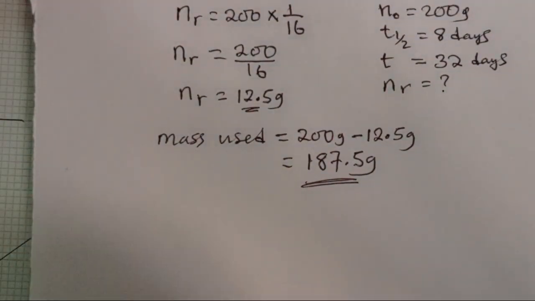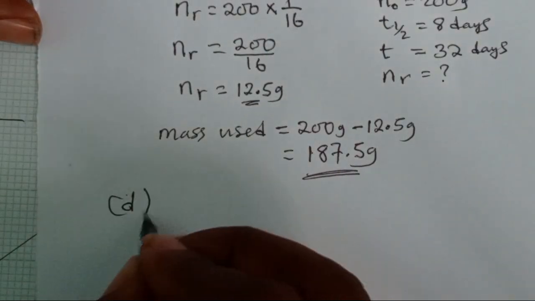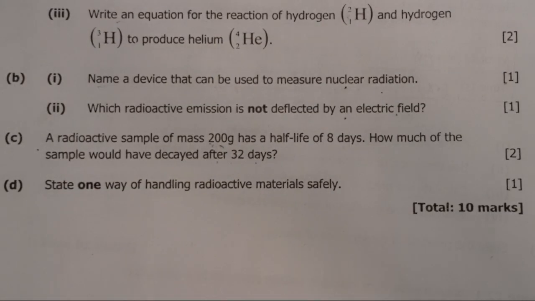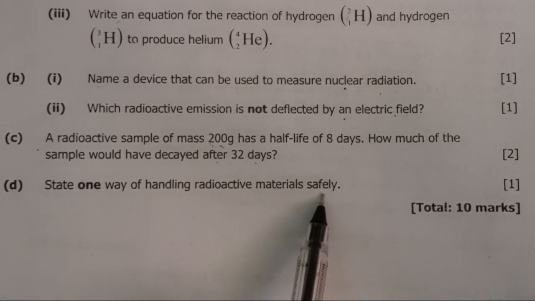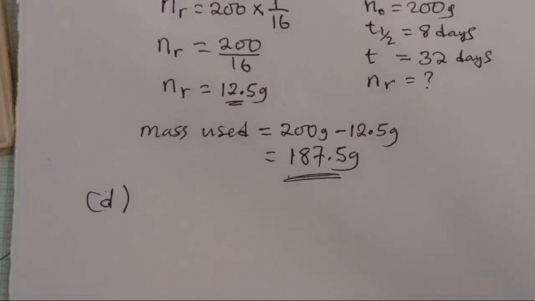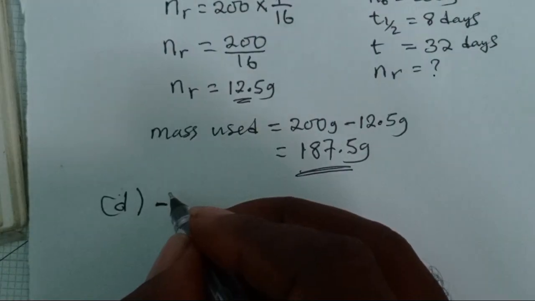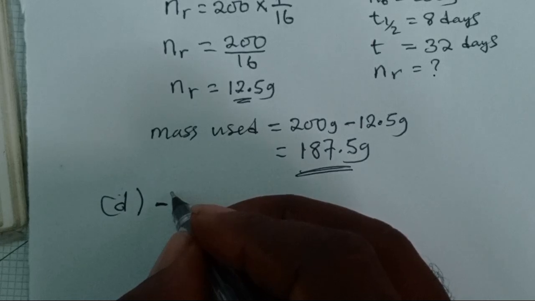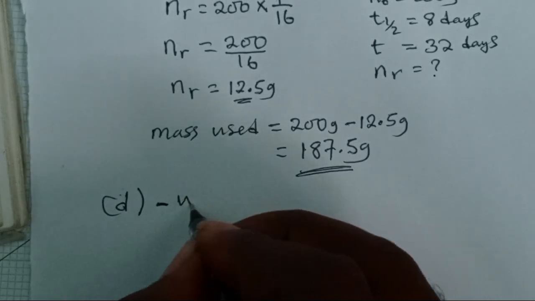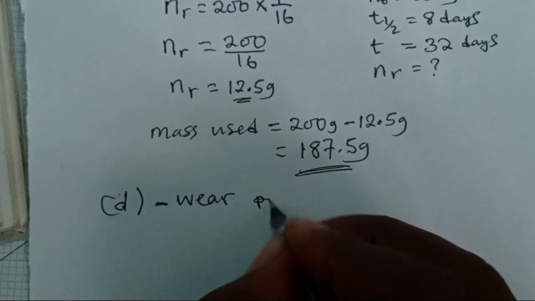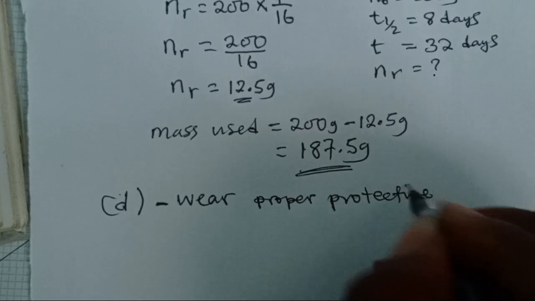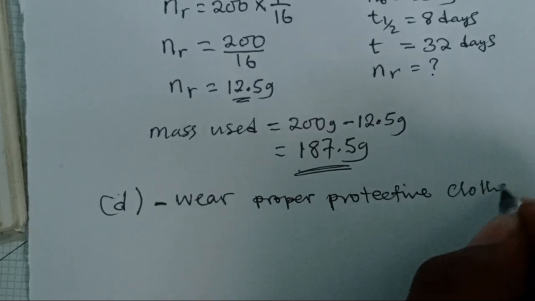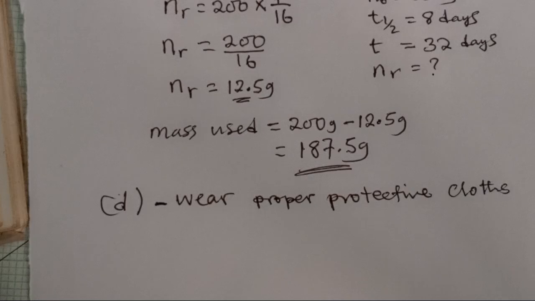So the last part, D, state one way of handling radioactive materials safely. Number one, wear the proper protective equipment. Wear proper protective clothes. That is number one. So wear proper protective equipment, which is PPE.